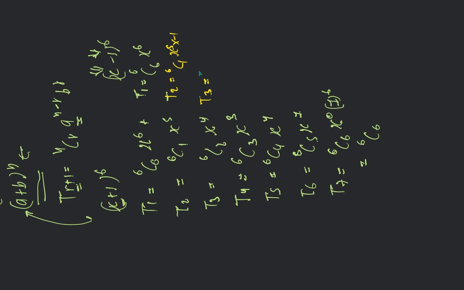How can we get the third term? Again, in place of r put 2. So we can say this is nothing but 6C2 into x to the power n minus r, meaning x to the power 4, and minus 1 squared will give us plus 1.